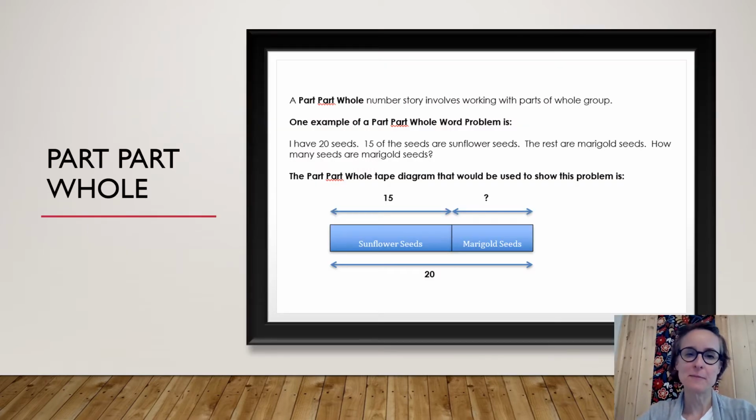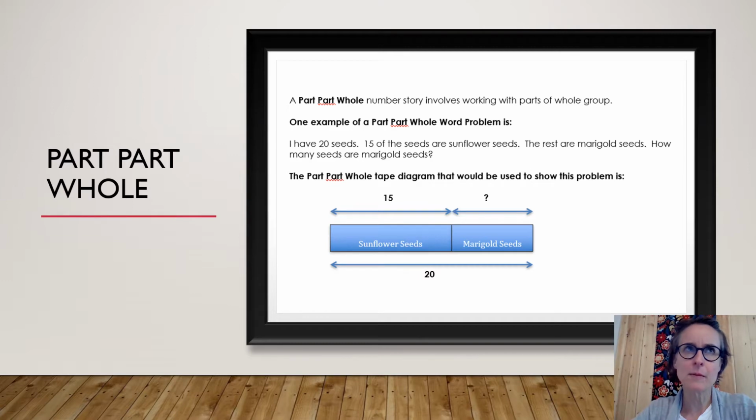Our first tape diagram is the part, part, whole tape diagram. When we have a part, part, whole problem, we don't have any action. We've just got some stuff. Let's look at this problem. I have 20 seeds. 15 of the seeds are sunflower seeds. The rest are marigold seeds. How many seeds are marigold seeds?